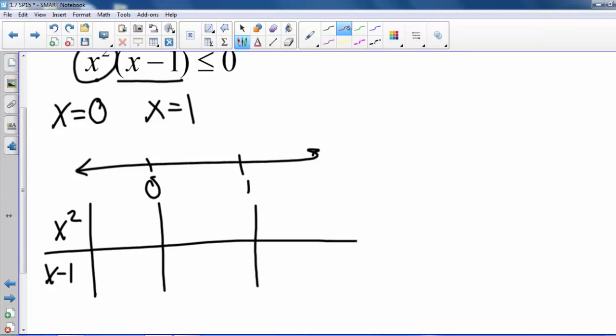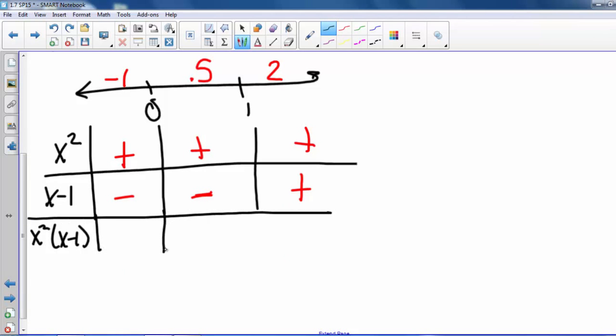So notice that if anything's squared, it doesn't matter whether we're squaring a negative number or a positive number, we're always going to get a positive number. But with x minus 1, we're going to need to test points. So if we test negative 1, we'll get a negative number. If we test 0.5, we'll get a negative number. And if we test 2, we'll get a positive number. So for x squared times x minus 1, less than 0, we have negative. Between 0 and 1, we have negative. And greater than 1, we have a positive.